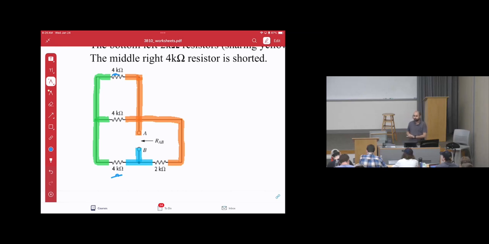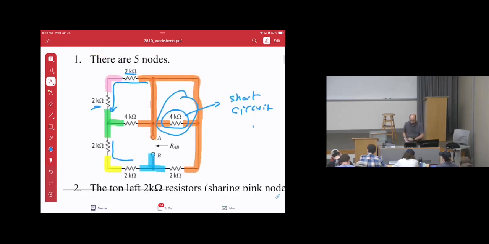Yes? Can you go over again, how do we know that was a short circuit? Okay, look at the 4 kilo ohms. It's an orange node at both ends. If it is the same node at both ends for any element, this means it is a short circuit. And then you will erase it.